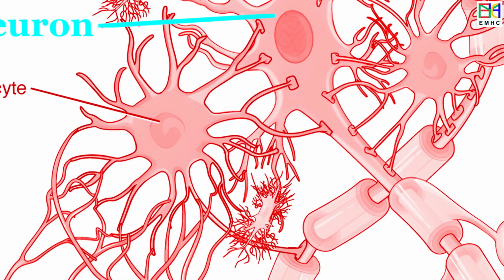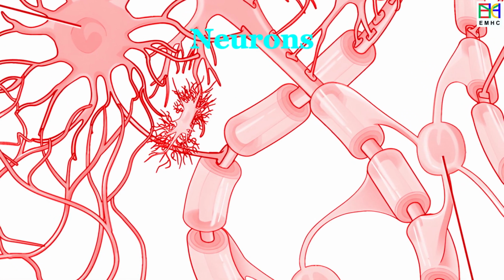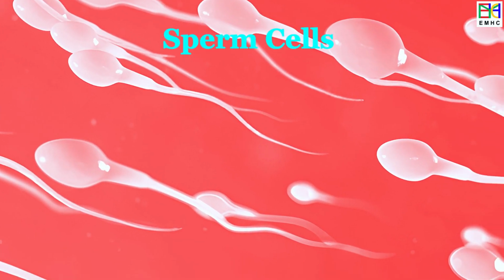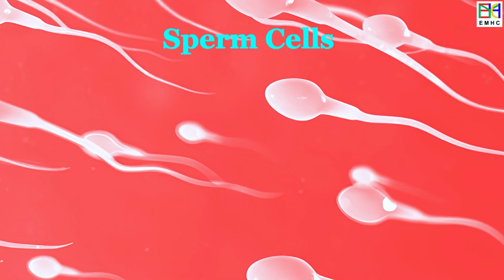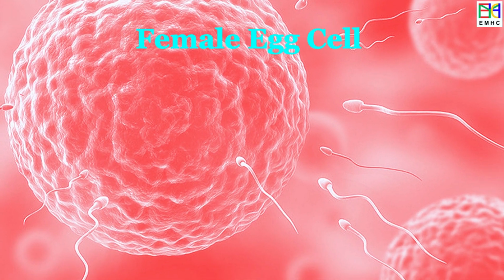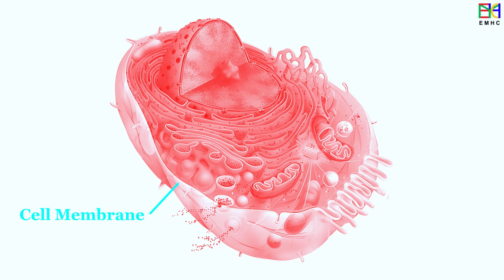Nerve cells, also called neurons, form the communication system of the body. Sperm cells with tadpole shape are the smallest cells in the human body. Female egg cell is the largest human cell. All human cells contain cell membrane, cytoplasm, and nucleus except the mature red blood cells.